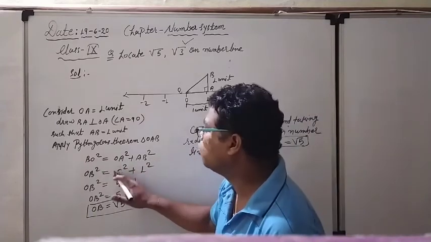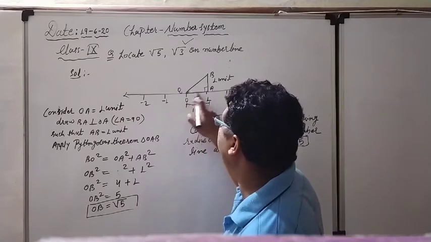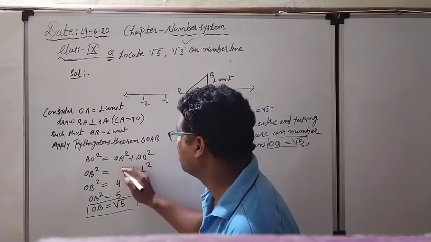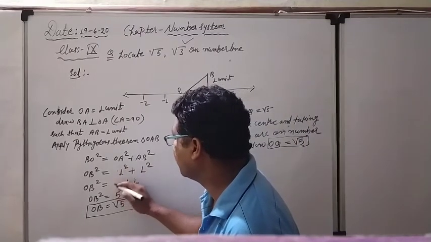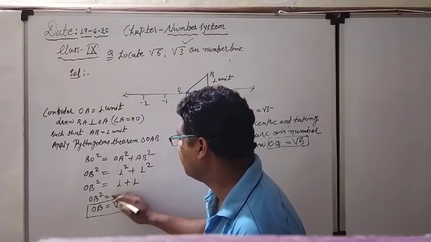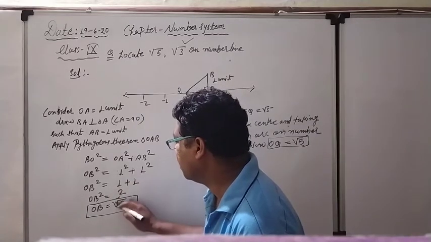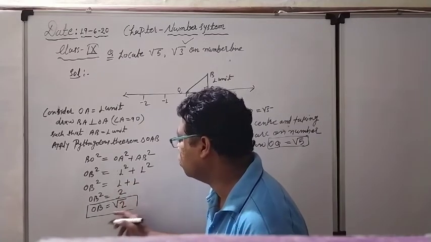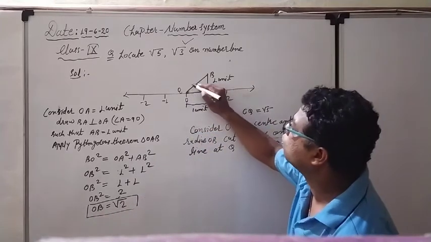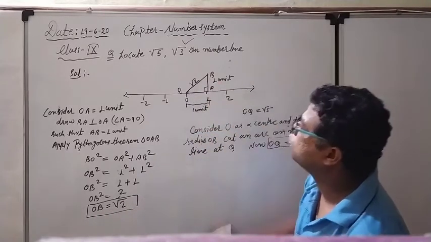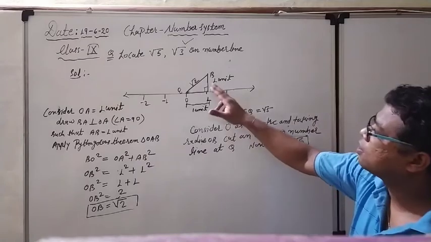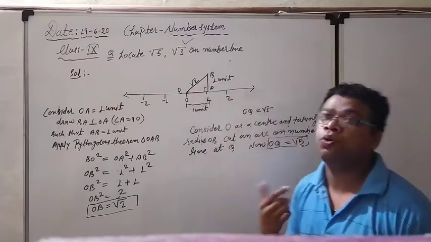Only the things are going to be changed. Here OA, here OA, it is the 1 unit. So it will be 1 square. Again it is equal to 1 and 1 plus 1 it is equal to 2. And according to that, root 2. OB equal to root 2. Till now I have reached OB equal to root 2.